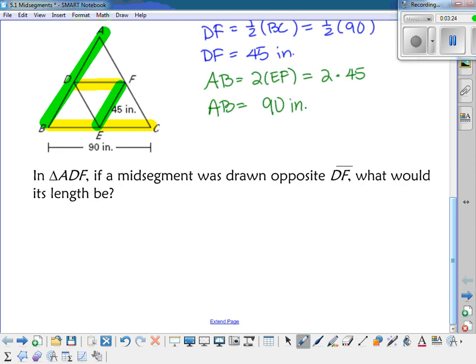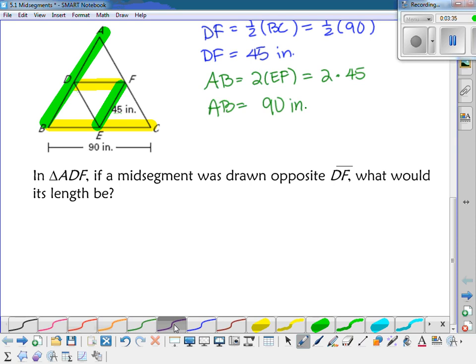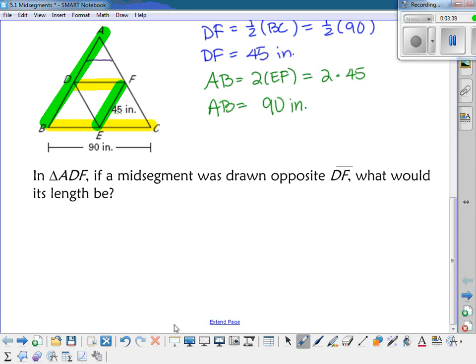Now, suppose in this triangle we drew a midsegment opposite DF, what would its length be? Okay, so I'm going to go ahead and do that. I'm going to draw a midsegment here, which means this is congruent and that's congruent. I'm just going to call it GH so we know what we're talking about. We found that DF was equal to 45 inches, and I know that GH is going to have to be half of that, and so it's going to be 22.5 inches.